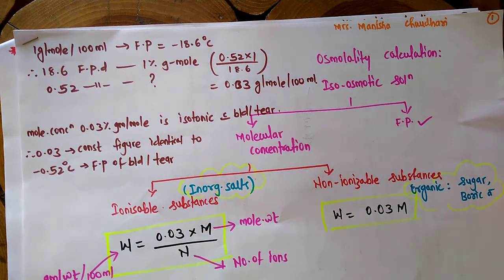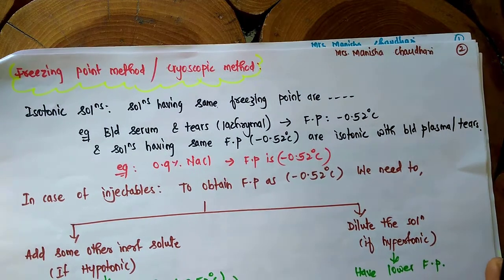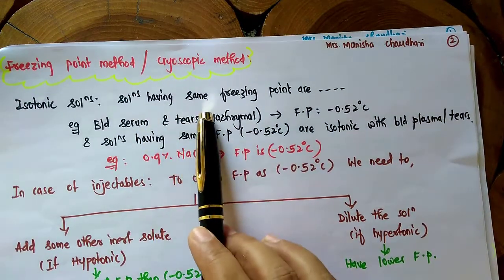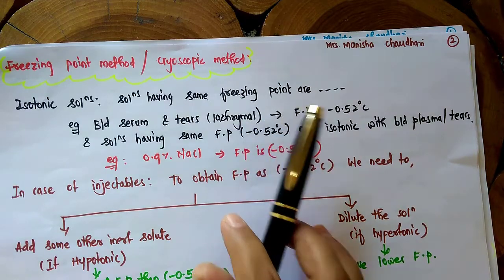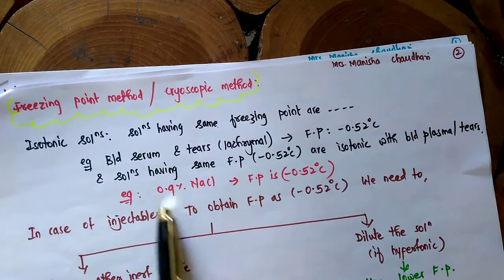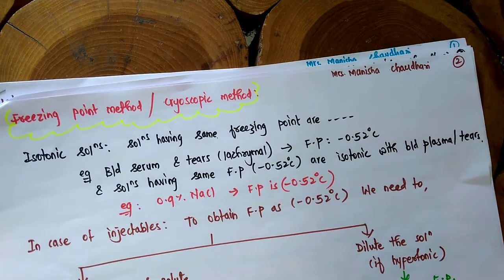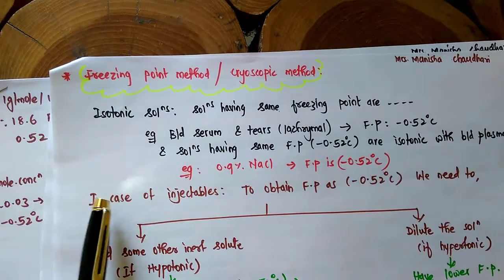In the freezing point method we have already seen that isotonic solutions with respect to freezing point are those solutions which have the same freezing point. So 0.9% NaCl is isoosmotic with the blood serum and tear fluid.